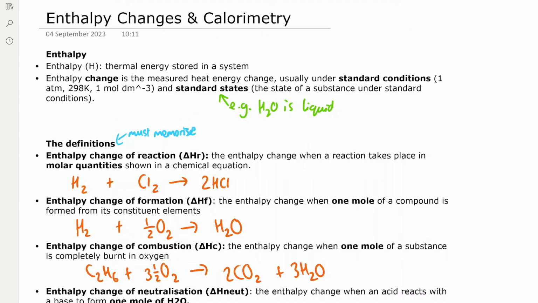So what is the definition of enthalpy? We represent enthalpy as H, and it's the thermal energy stored in a system. Enthalpy change is measured heat energy change, usually under standard conditions, which are 1 atmosphere for pressure, 298 Kelvin for temperature, which is 25 degrees Celsius, and 1 mole per dm cubed for concentration. And standard states are the state of a substance under standard conditions. So for example, the standard state of water is liquid.